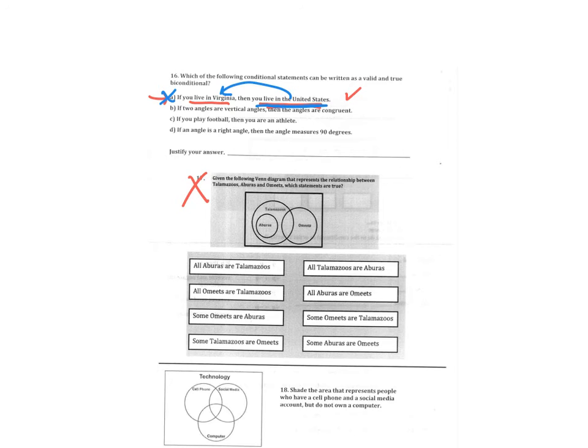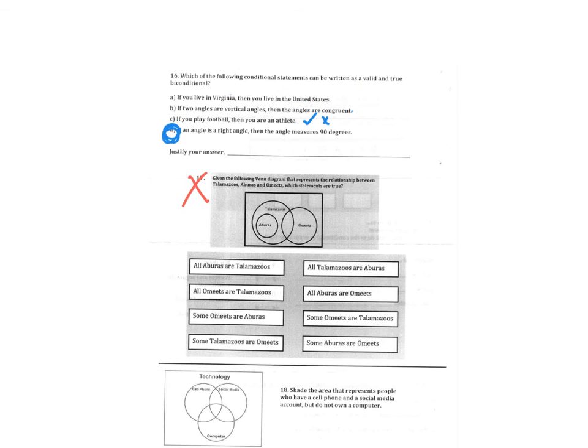Let's take a look at the next one. If two angles are vertical, then the angles are congruent. True. Let's switch it around. If the angles are congruent, then the angles are vertical. Nice. So if you play football and you're an athlete, that sounds good. But if you are an athlete, you have to play football? Nope. If an angle is a right angle, then the angle measures 90 degrees. Okay, and if an angle measures 90 degrees, then the angle is a right angle. Oh, wait a minute. Now we need to double back and see if our B statement is actually true. Let me go ahead and erase so we can go over this again.